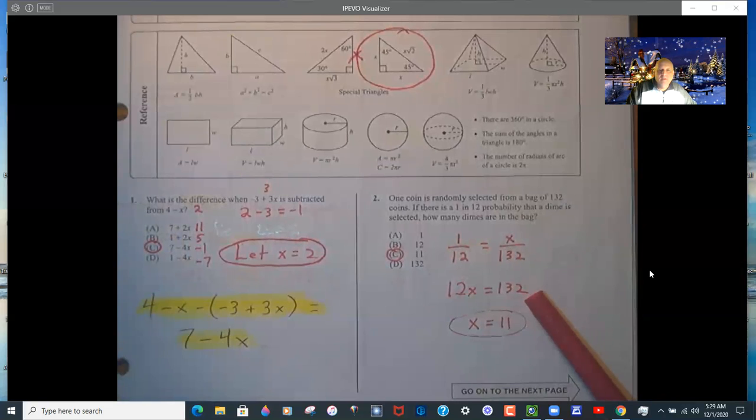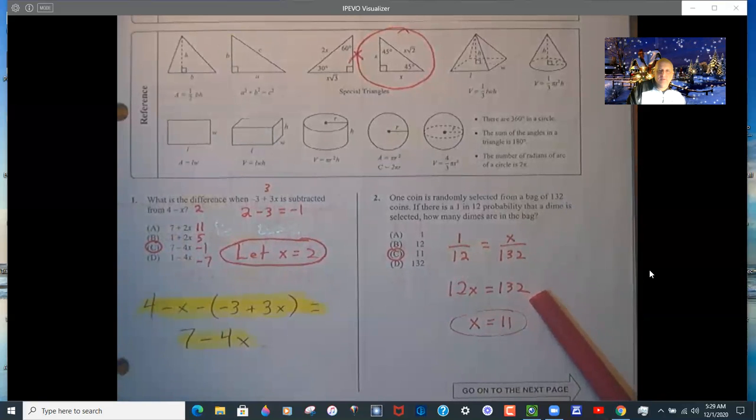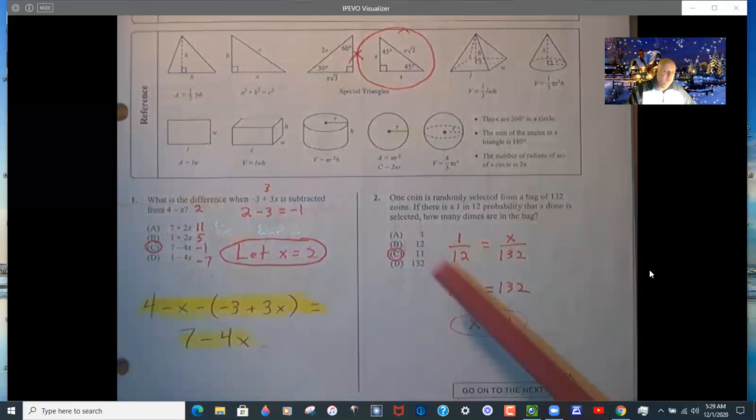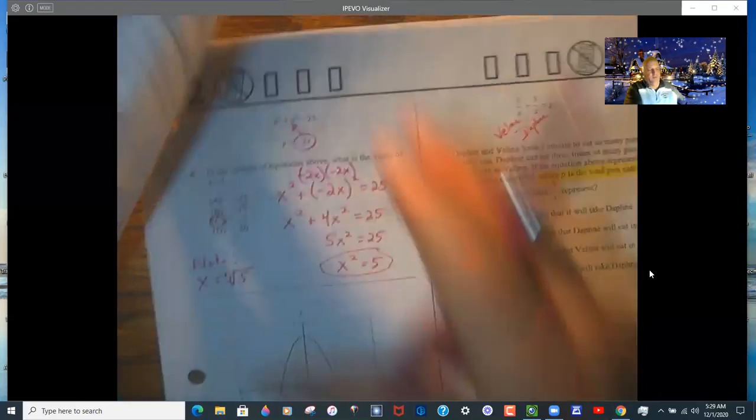Problem 2 is a proportion. So 1 in 12 is so many out of 132. Challenge again, no calculator. So you need to be able to divide 132 by 12. Well, if you know 12 times 12 is 144, you can use a little reasoning here to know that it's got to be 11 to make 132. That's the easiest way to approach that.